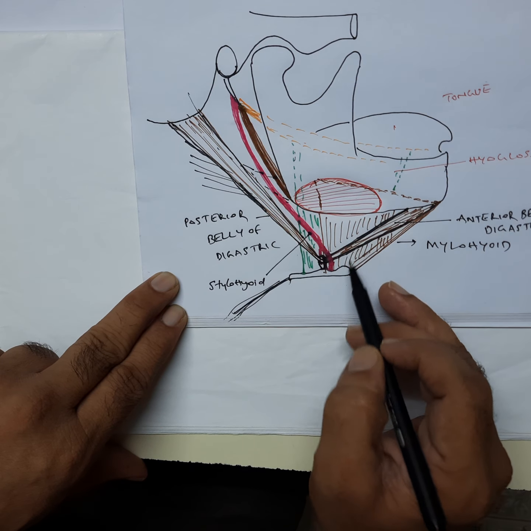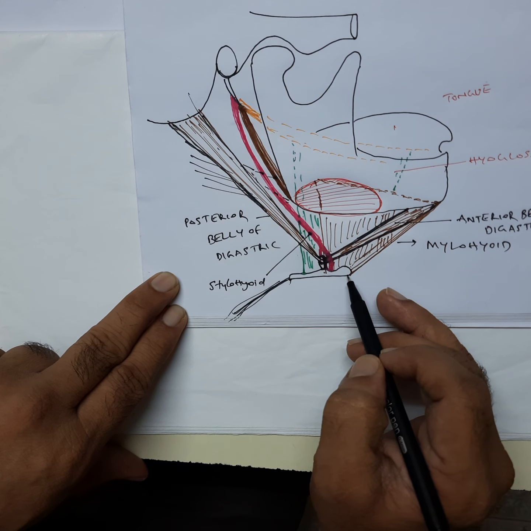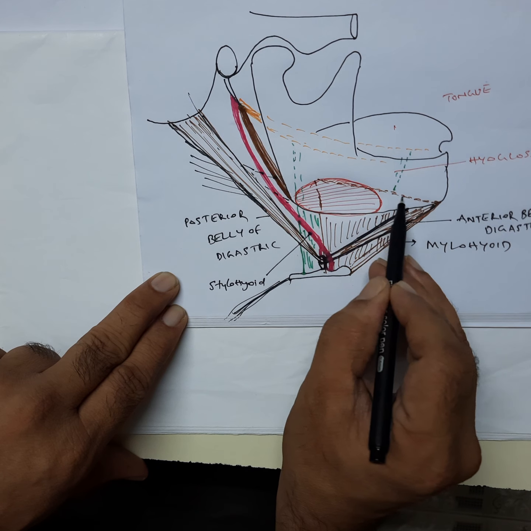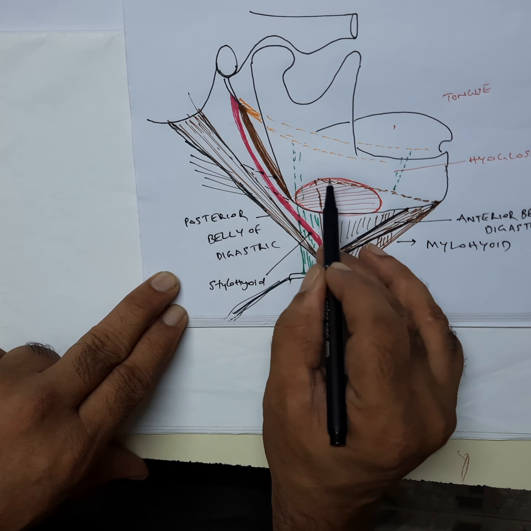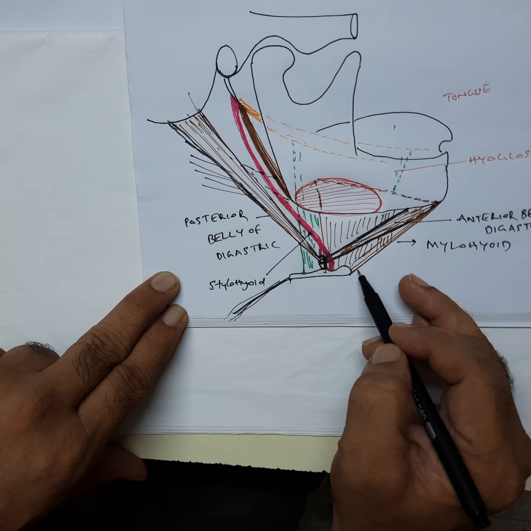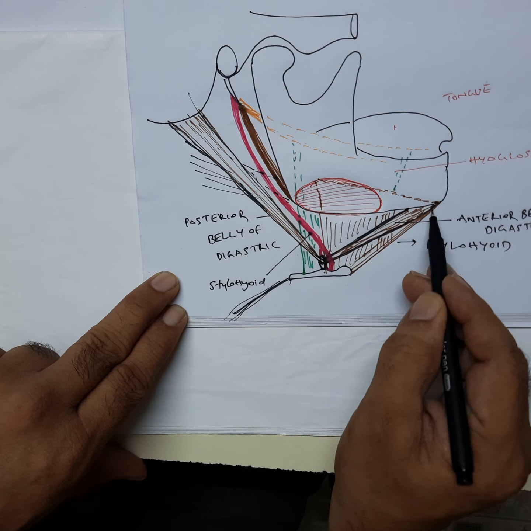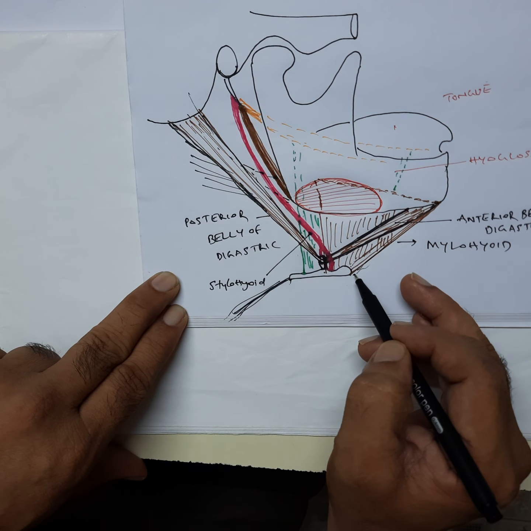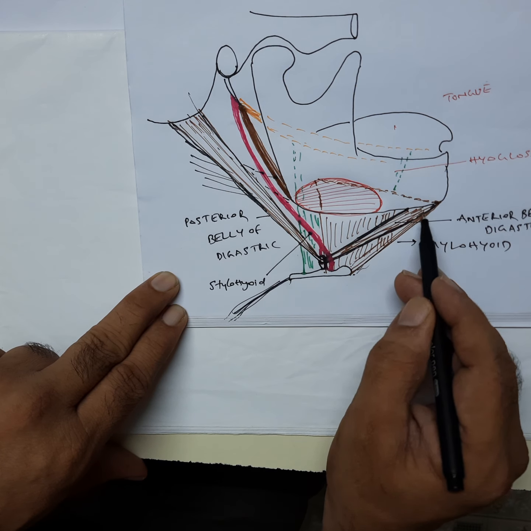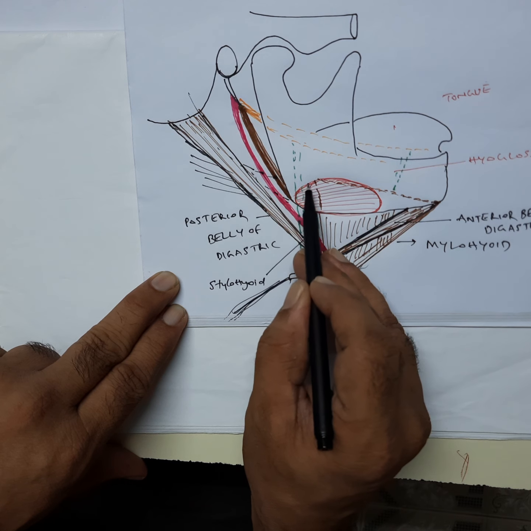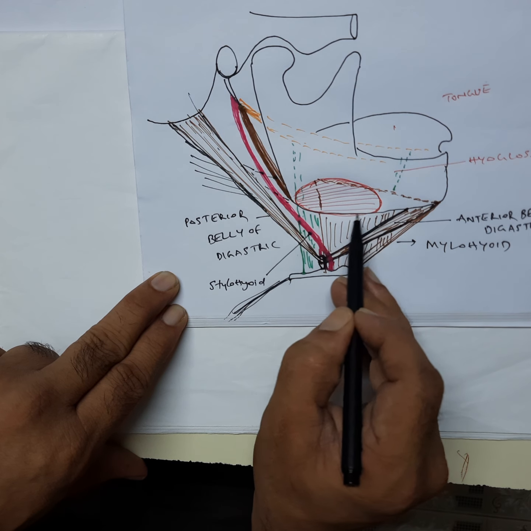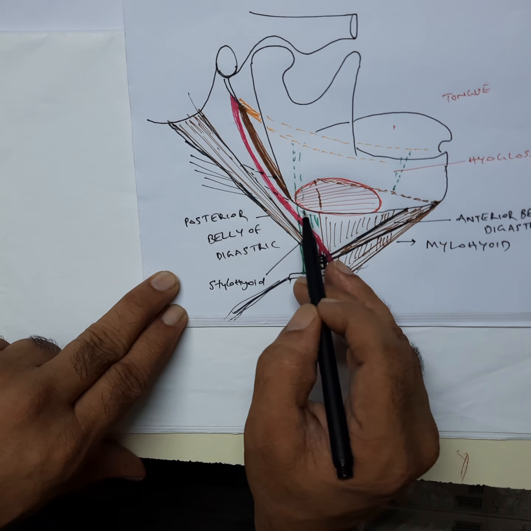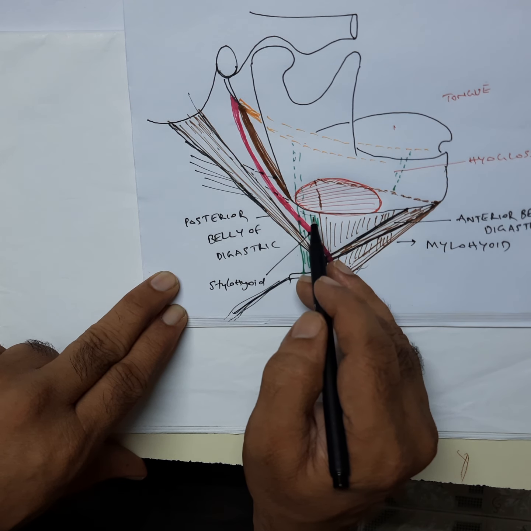The mylohyoid muscle is originating from the hyoid bone and it is inserting onto the mylohyoid line on the medial aspect of the mandible, and the medial and anterior ends of both muscles join to form a median raphe here. So, this is forming the floor of the mouth. Now, you can see the submandibular gland is located here. How it is placed there and what are its relations, we will see in this class.